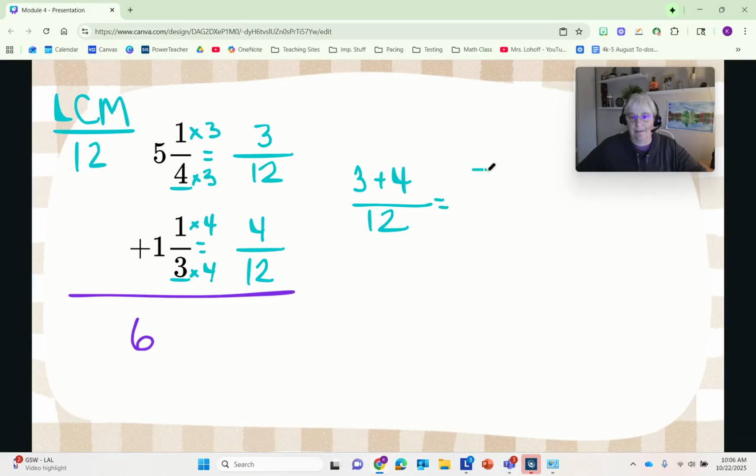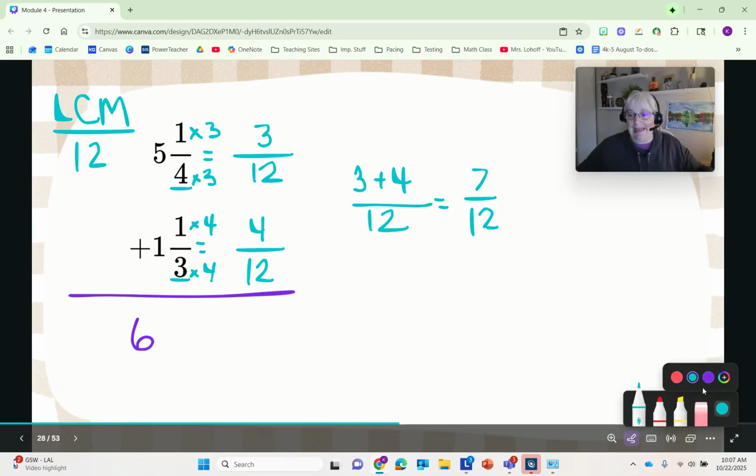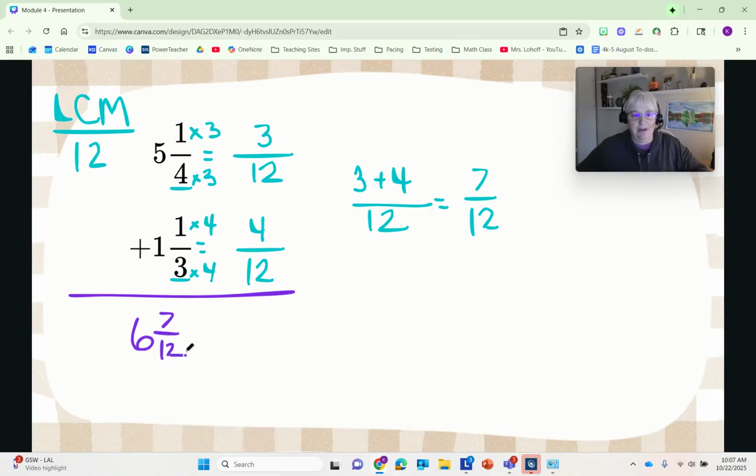Well, that's 7/12. There's no improper fraction. Remember, improper fractions are when the top number is bigger than the bottom one, so we've created another whole unit. That's not happening here. And 7/12, I can't reduce that to anything less. So that is our final addition for the fraction part. And we put the two together. So our final answer for 5 1/4 plus 1 1/3 is 6 7/12.